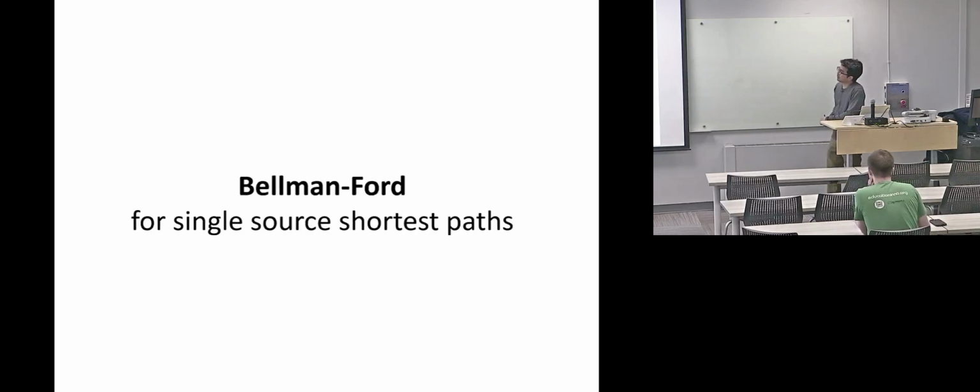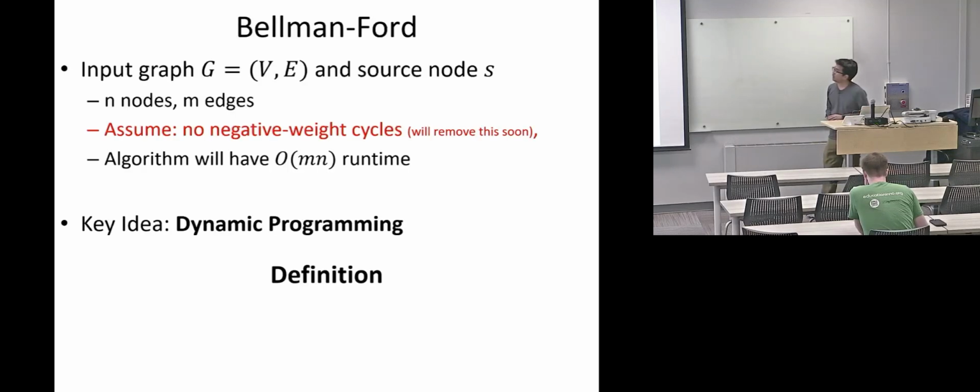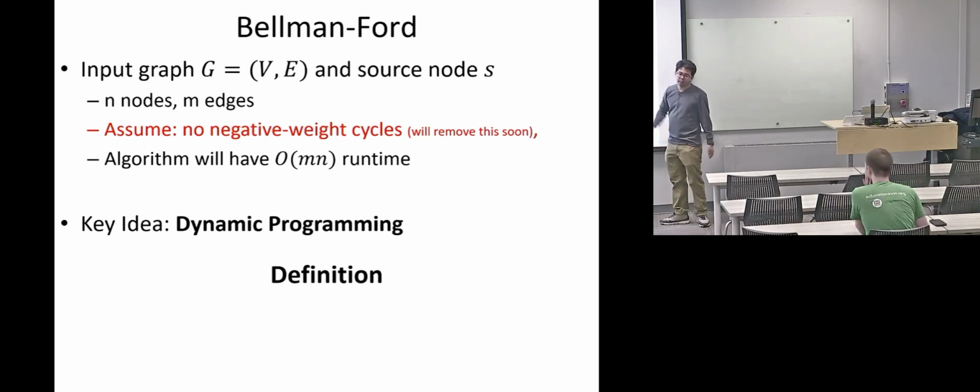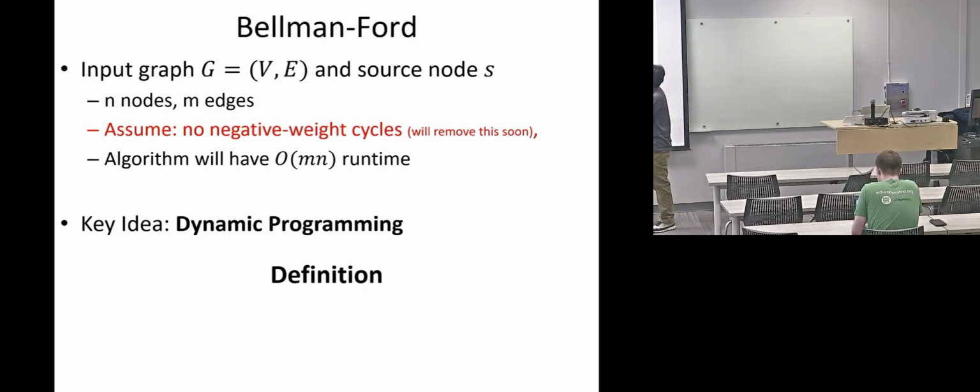And the first algorithm that we will see is the Bellman-Ford algorithm. In this problem, we have n nodes and m edges again, and I assume that there is no negative weight cycle. We will remove this assumption at the end, and I will show an algorithm that has running time mn.